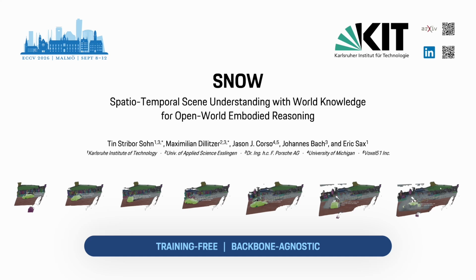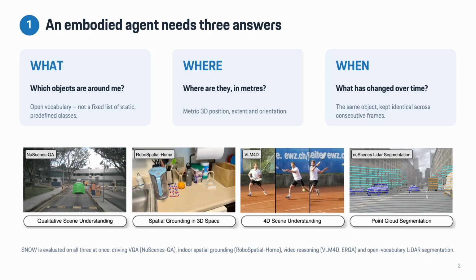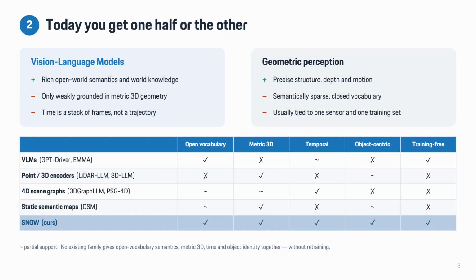Hi, happy to present SNOW, Spatio-Temporal Scene Understanding with World Knowledge for Open World Embodied Reasoning. To be able to interact with the physical world, an agent needs to be able to understand space and time for embodied reasoning. Hence, what objects are around it, where they are located, and what has changed over time.